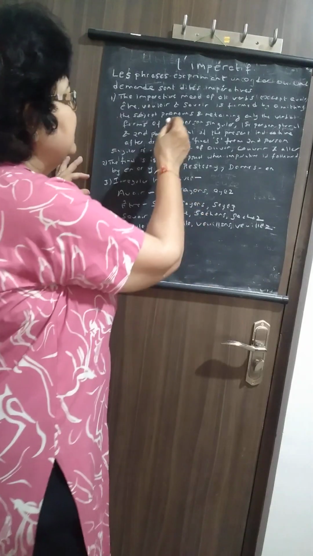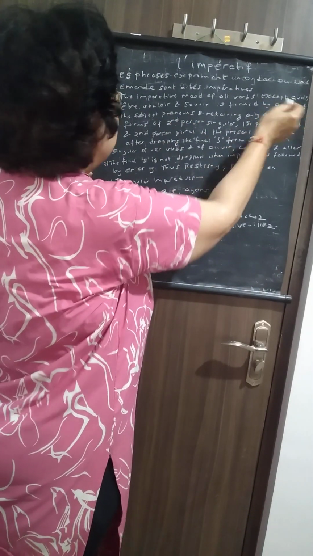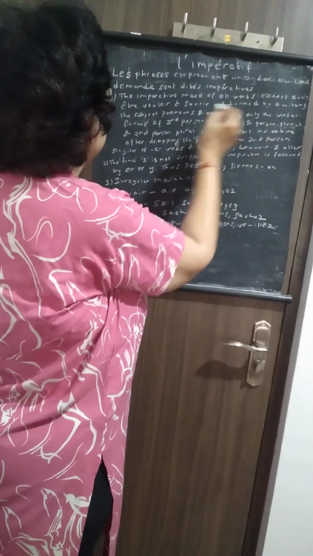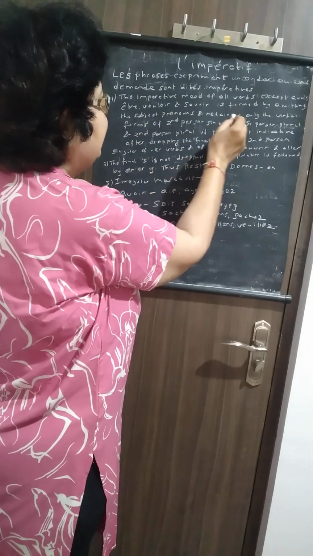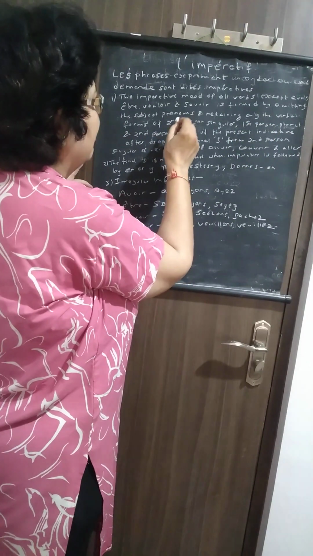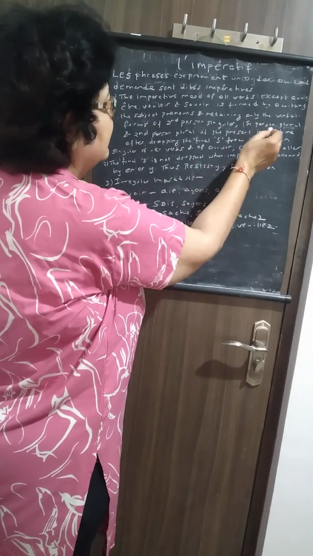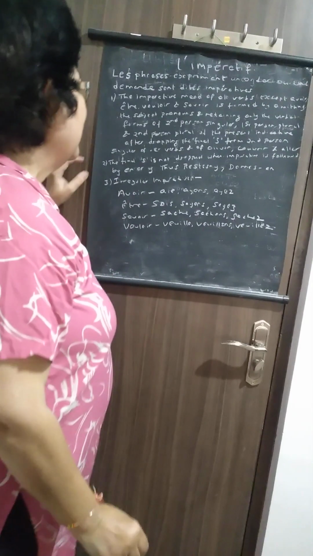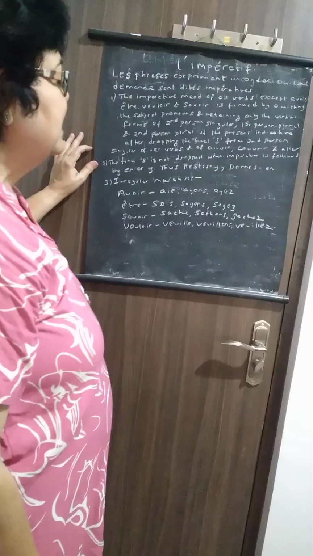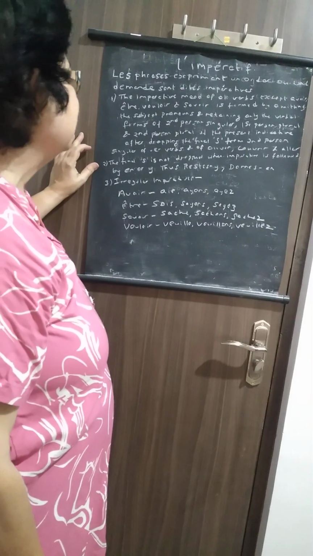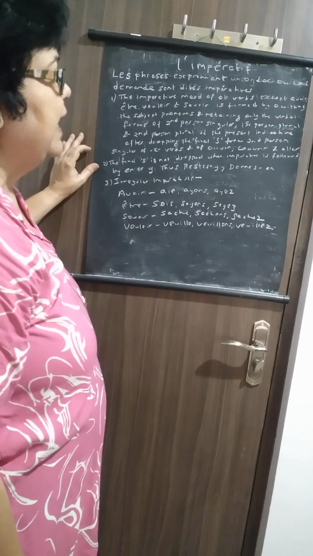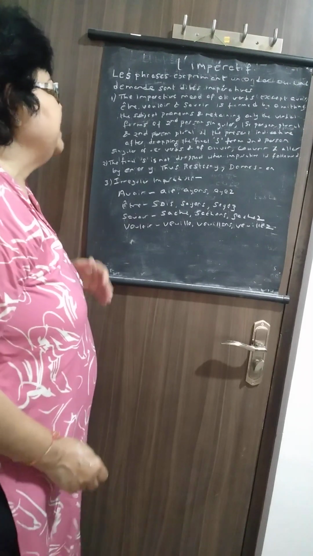The imperative mode of all the verbs except avoir, être, vouloir and savoir is formed by omitting the subject pronouns and retaining only the verbal forms of the second person singular, first person plural and second person plural of the present indicative, after dropping the final s from the second person singular of er verbs and of ouvrir, couvrir and aller. Now what does it mean?